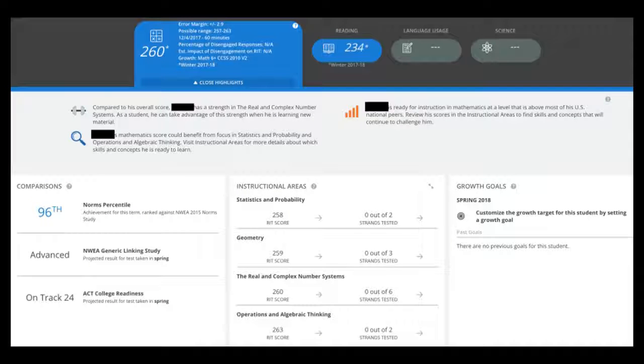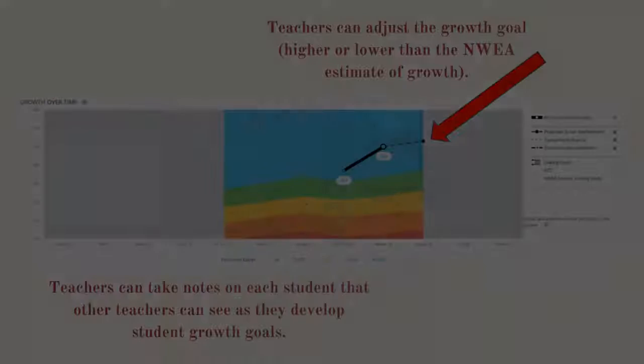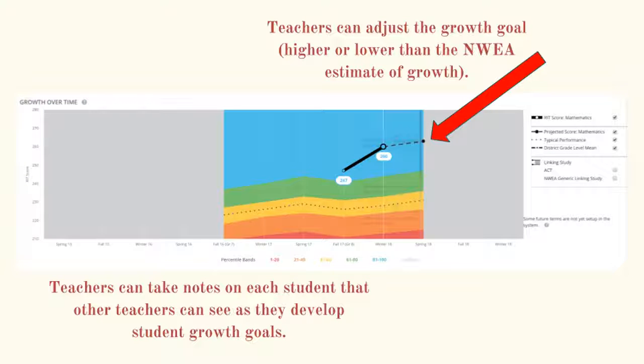This is a report for a singular student, and here we see all of their growth, we see their norms percentile, we see how they've grown, we see the probability of growth in the future. You can actually move the growth goal higher or lower based on the estimate that NWEA gives you, and you can take notes on each student and share this with other teachers as well as you develop student growth goals for individual students.